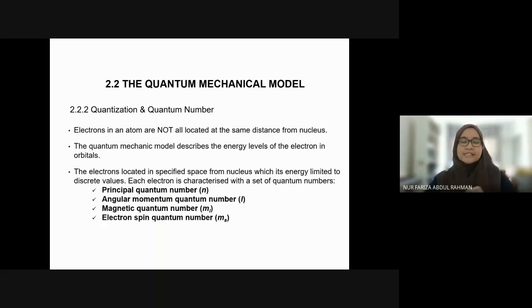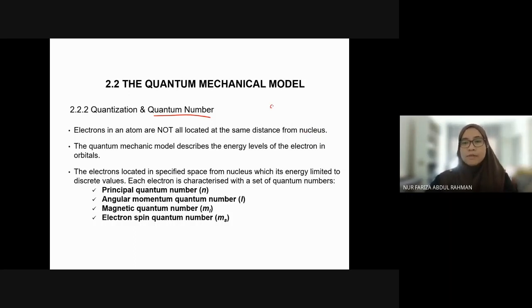So this is our real deal for topic 2. This is the method that we use to locate an electron, or more on the prediction, to predict the location of the electron in an atom. We use quantum numbers to determine the coordinates of the electron. Electrons in an atom are not all located at the same distance from the nucleus, like what an orbit implies.